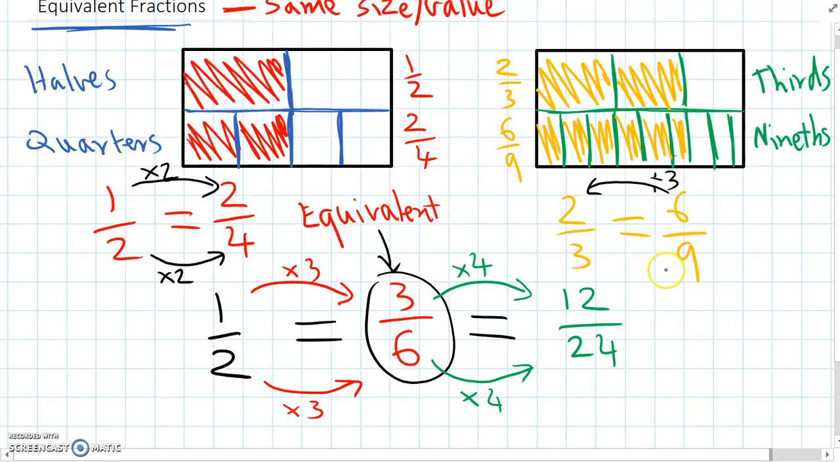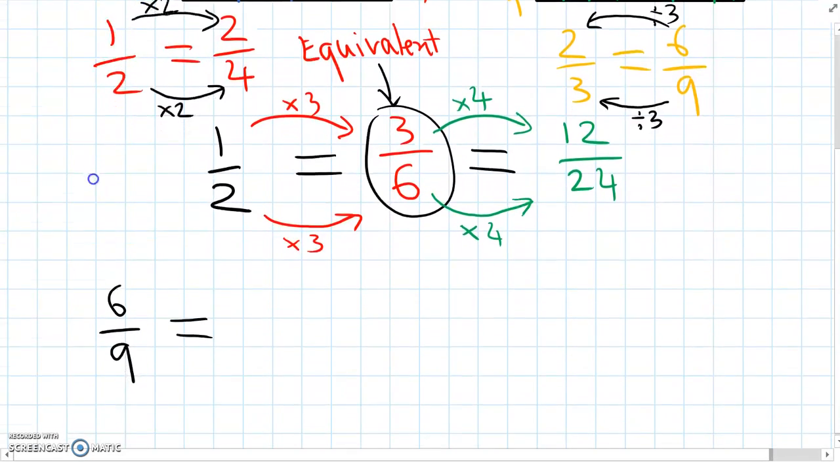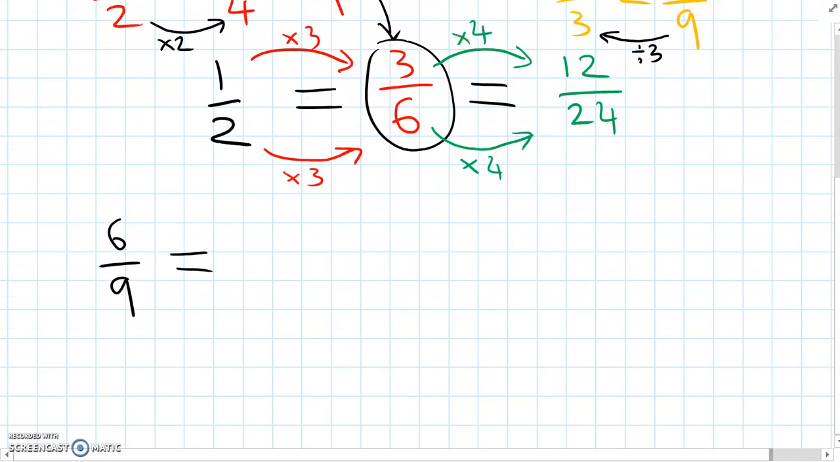And just like before, what you do to the top, you also have to do to the bottom. 9 divided by 3, yes, that's 3. So you can make an equivalent fraction by dividing as well. So here's this same one again. 6 divided by 3 and 9 divided by 3 gives us 2/3.